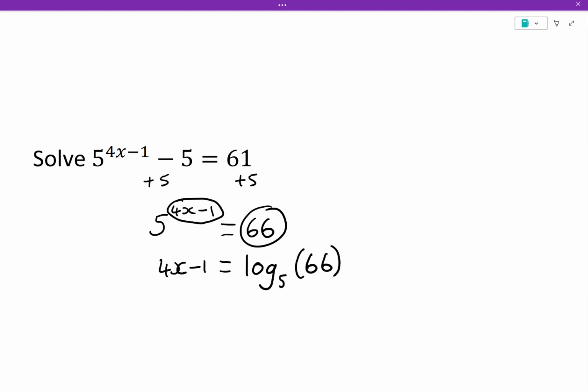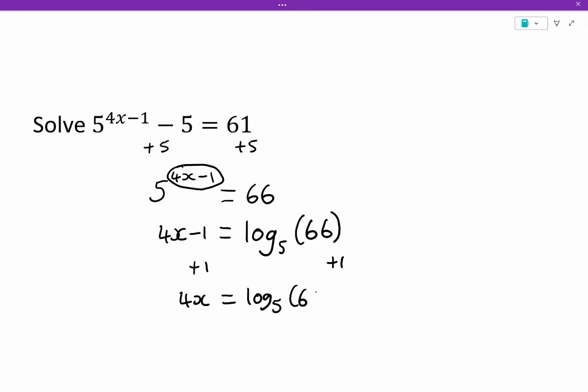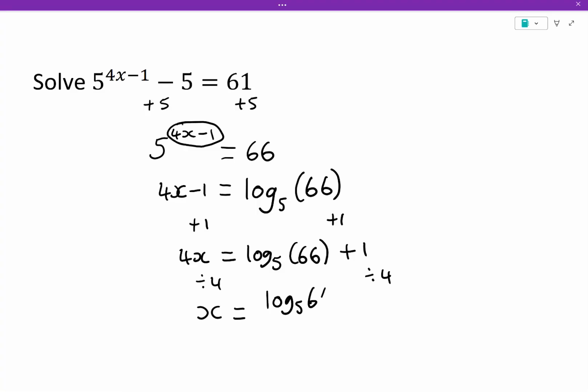Okay, so we've managed to rewrite the equation where our unknown x is now no longer in the power. So now we can just use GCSE skills to rearrange this and make x the subject. We would add 1 to both sides, so we would get 4x is equal to log base 5 of 66, and then plus 1. Make sure you use brackets for your log, just to be clear that the 1 is not inside the log. Then we need to divide by 4 on both sides. So x is going to be equal to log base 5 of 66 plus 1, divided by 4.